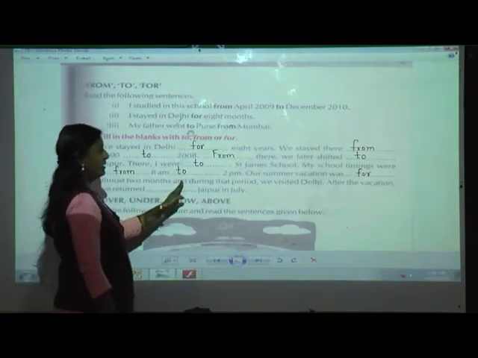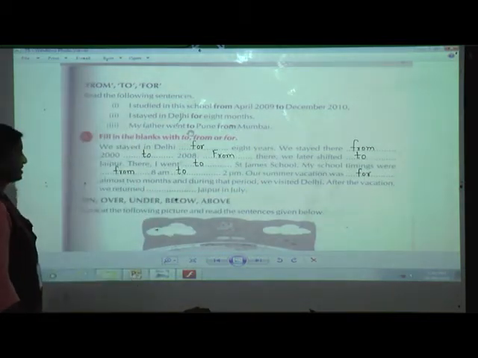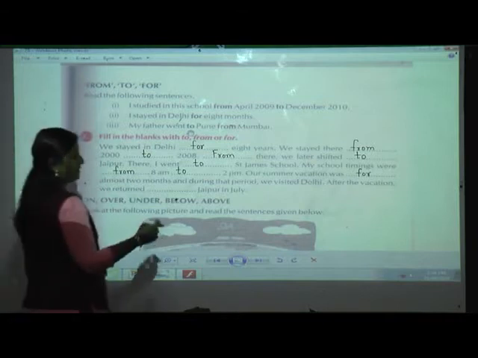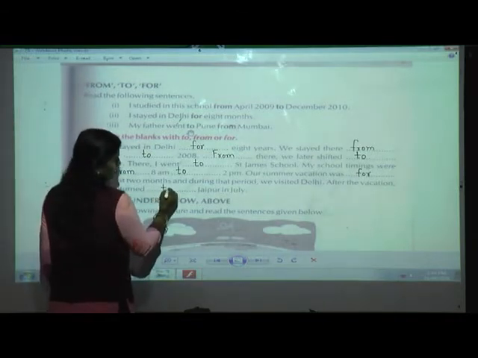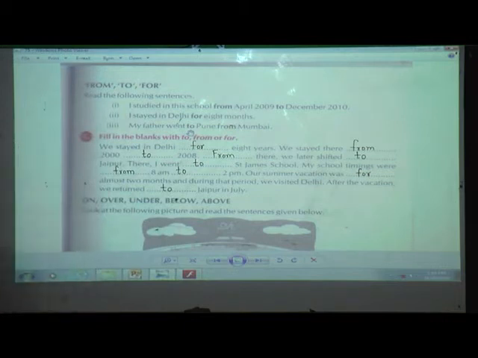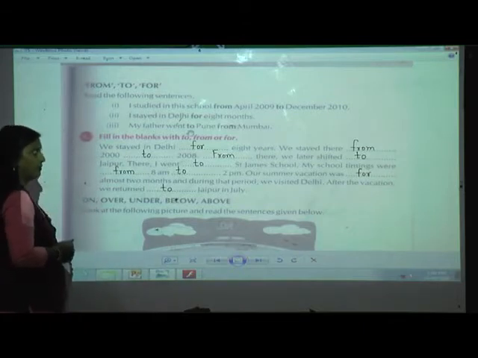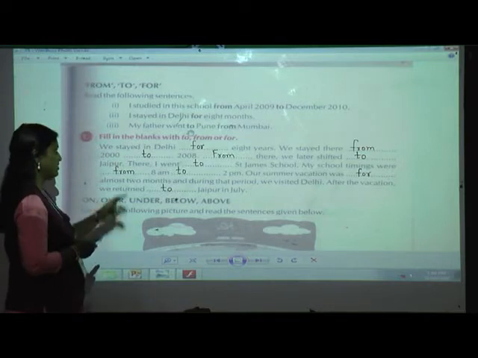2 months, and during that period we visited Delhi. After the vacation we returned. Where did we return? To Jaipur in July. Can you see how I have used the prepositions from, to and for? Okay, again we are going to read the passage.